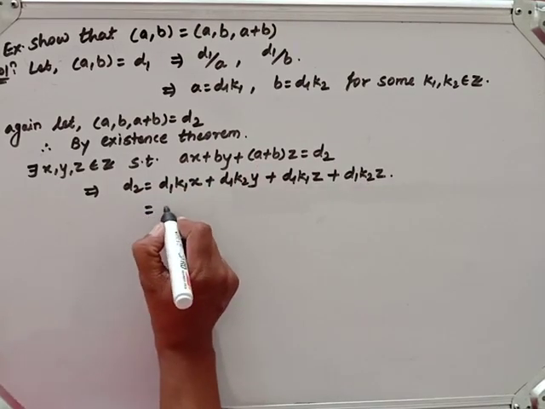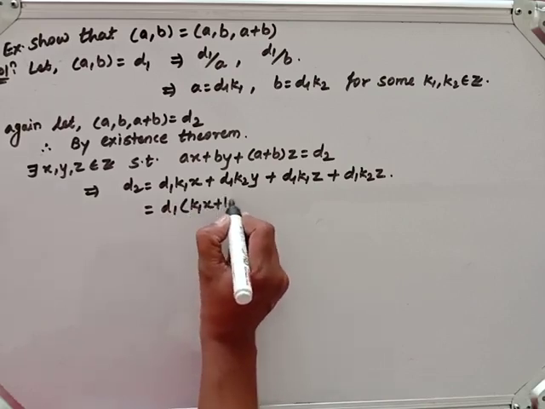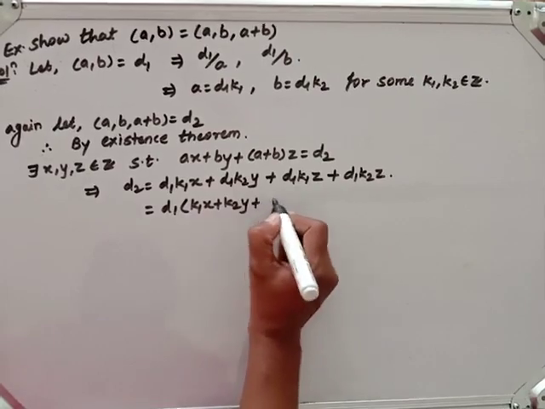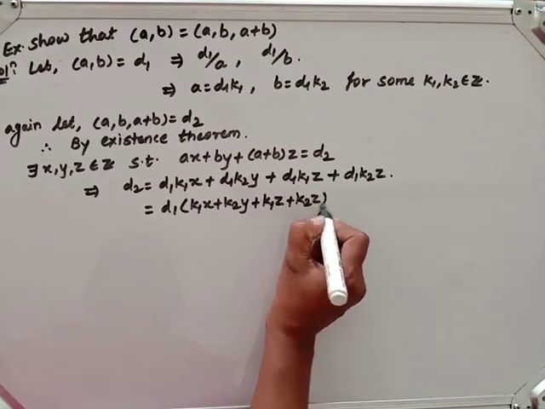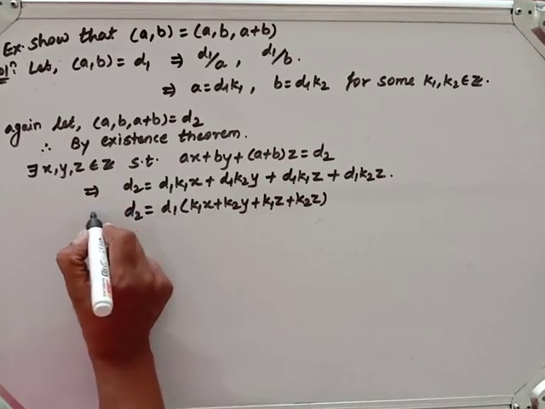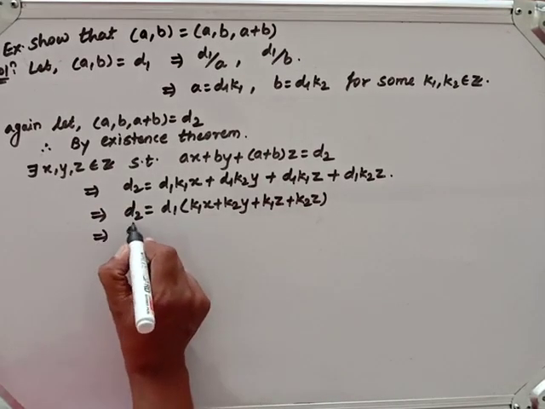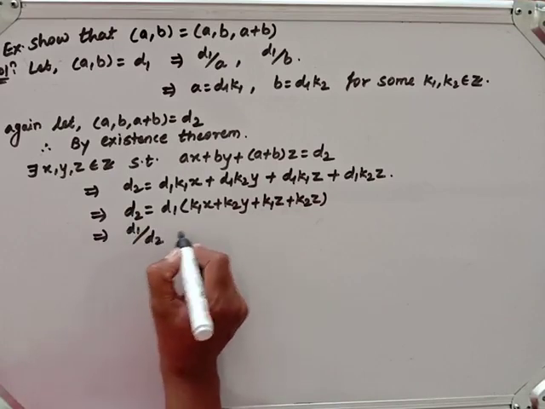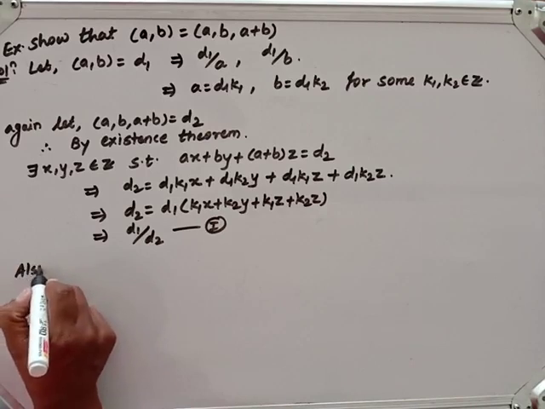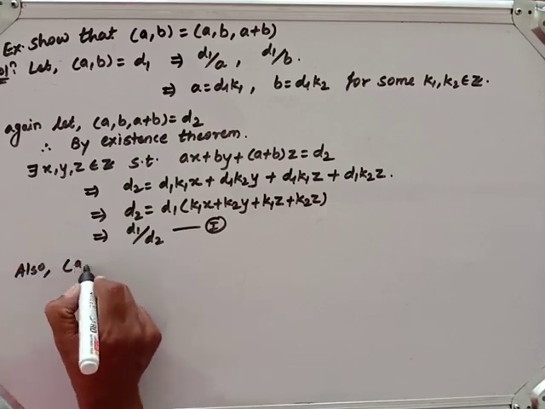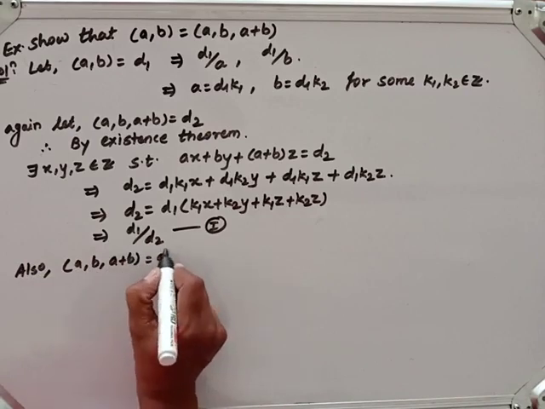So what we can get here? d1 can be taken common. So k1 into x plus k2 into y plus k1 into z plus k2 into z, d2 is equal to this. Fine. So this implies d1 divides d2. Call it equation number 1. Also, GCD of a plus b is equal to d2.